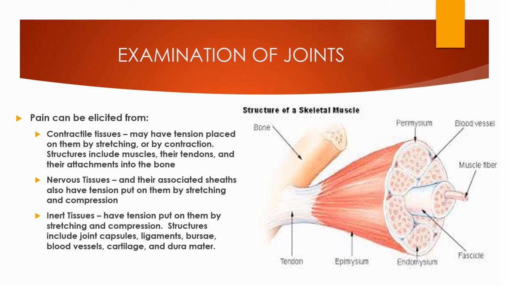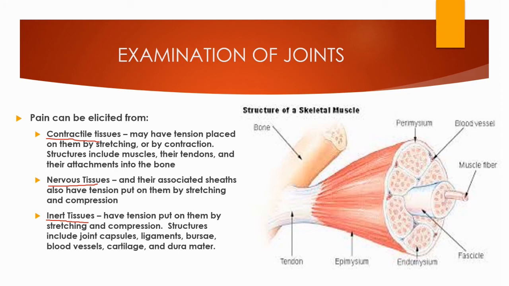So as we get into our physical examination of the spine and the upper and lower extremities, and we examine the joints through range of motion and manual muscle testing, we're going to see that pain can be elicited from any combination of the contractile tissues, the nervous tissues, and the so-called non-contractile or inert tissues. And we'll review each of those.